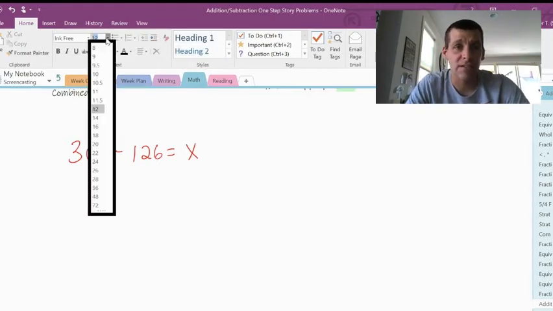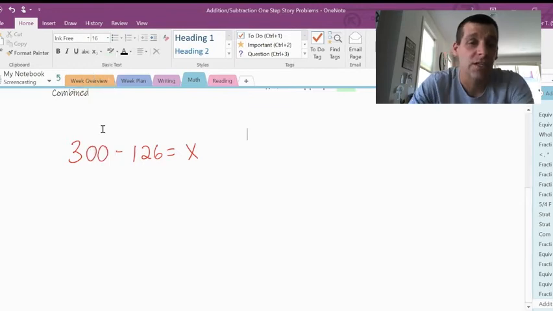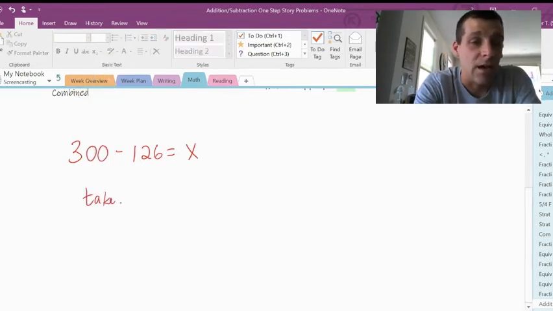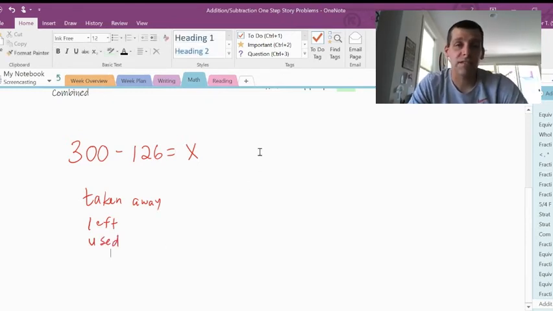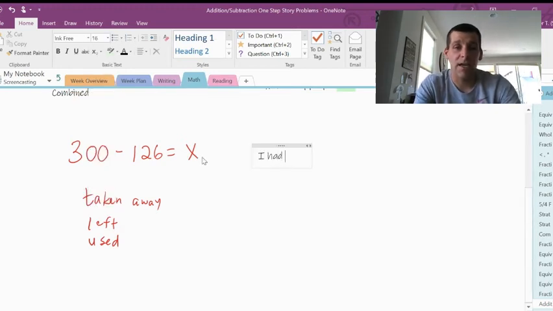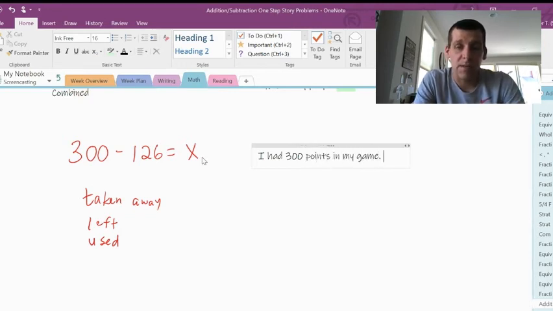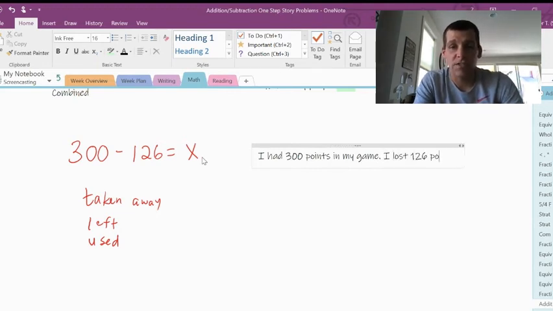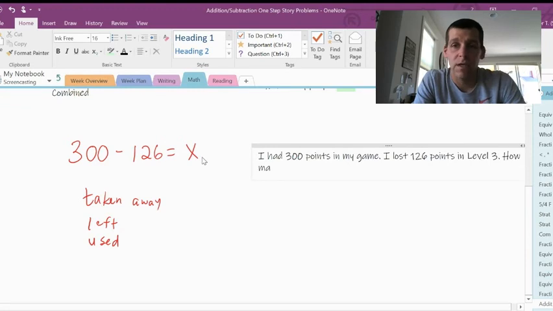So here again, I want to go back to this idea about subtraction. When I'm thinking about subtraction, I'm looking at taken away. I'm also looking at the idea of left, or used, when we've used something. In this case, I could think of my 300 and think of our context for this. I had 300 points in my game, and I could name the game if I wanted to, but I'm not going to be too worried about it. I lost 126 points in level 3. How many points are left?